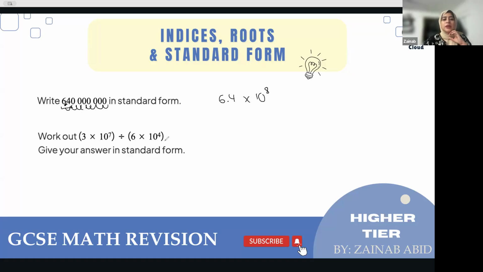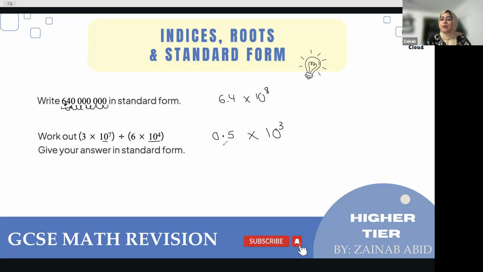Next, we are doing this. Work out 3 times 10 to the 7 divided by 6 times 10 to the 4. First, we're going to do 3 divided by 6, which is just 0.5. Then we're going to do 10 to the power of 7 divided by 10 to the power of 4, where we are going to use our rules of indices because our base is the same. So 7 take away 4, that's 3. So 10 to the power of 3. So 0.5 times 10 to the power of 3.